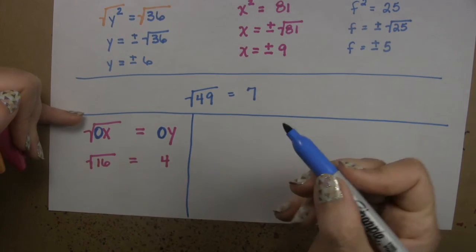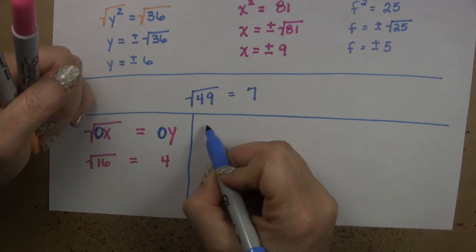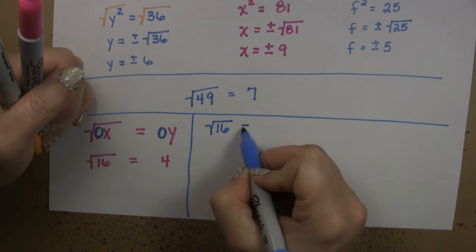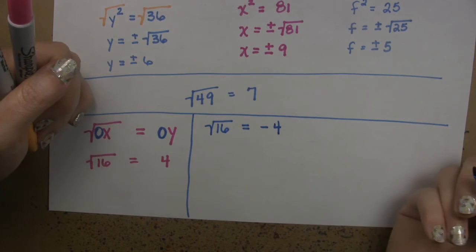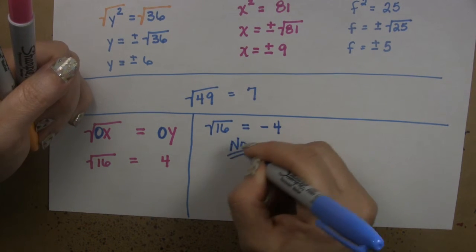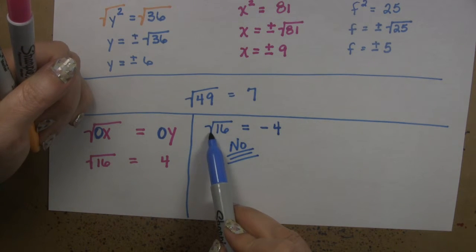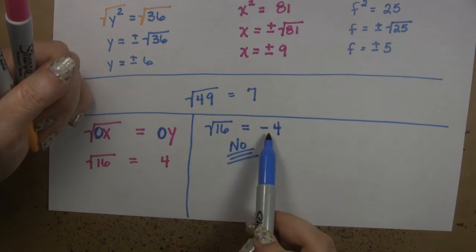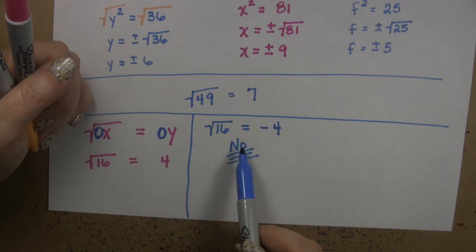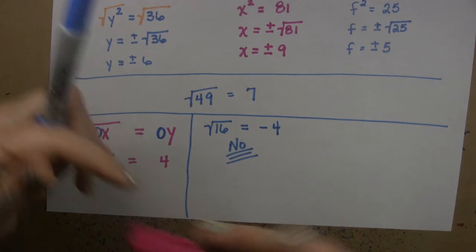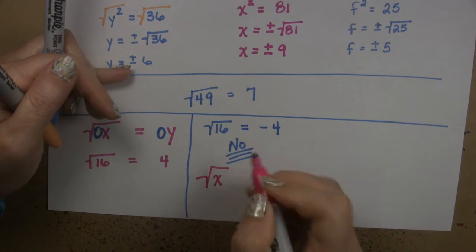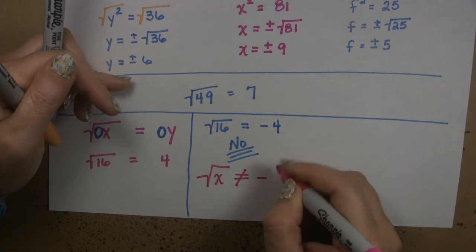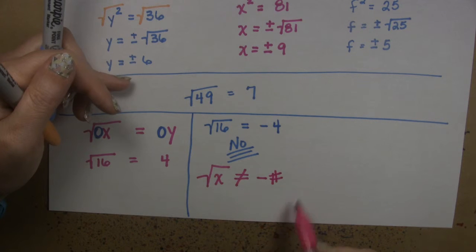Let me show you. So let's say that I say that the square root of 16 equals negative 4. Is that correct? No. Remember, we discussed how this symbol means that our answer has to be positive. It can never be that our answer is negative. So this is not allowed. Anytime you have anything underneath a radical sign, it can never equal a negative number. It cannot happen. It is impossible.